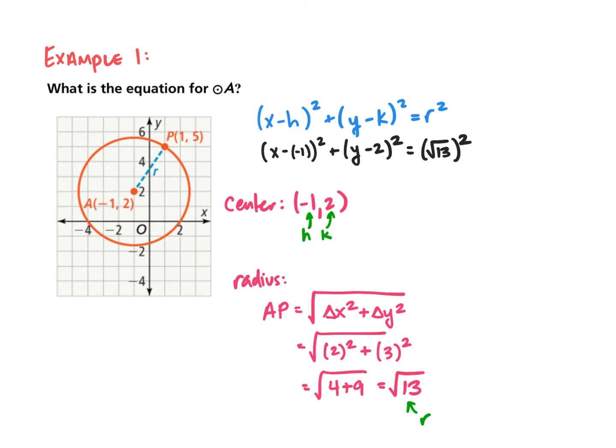So first of all, x minus -1 squared is going to turn into x plus 1 squared. The two minuses, the minus the negative, is going to turn into a plus. And nothing's going to happen here, so I'll still have y minus 2 squared. And then when I square the square root of 13, it just leaves me 13, because the squared and the square root cancel each other out. So this right here is my equation: x plus 1 quantity squared plus y minus 2 quantity squared equals 13.